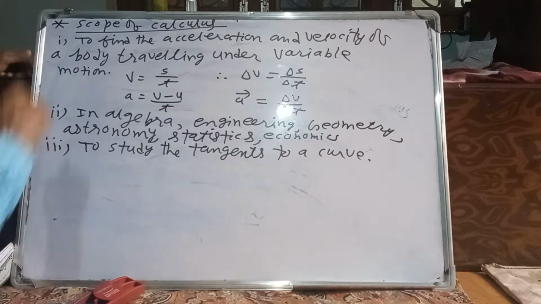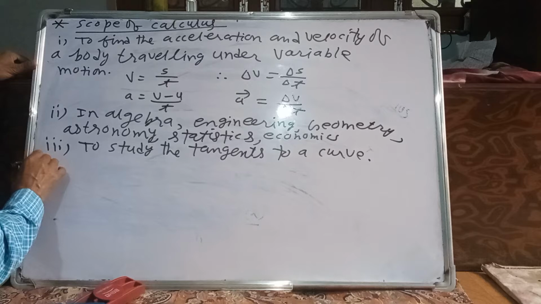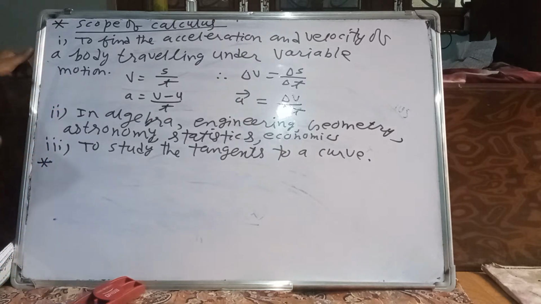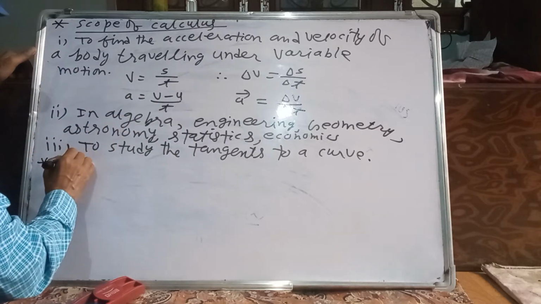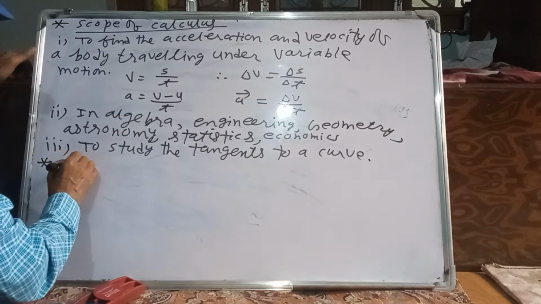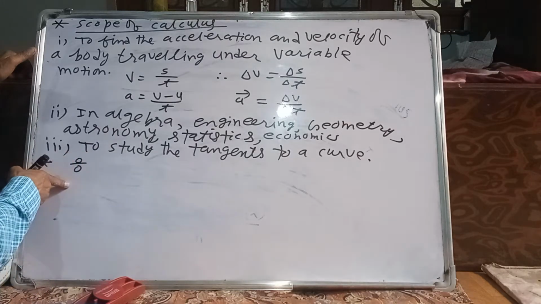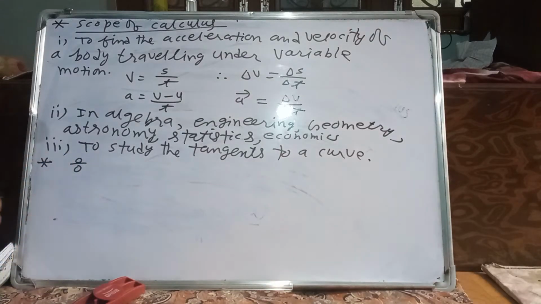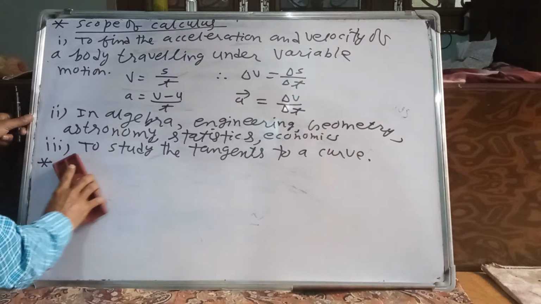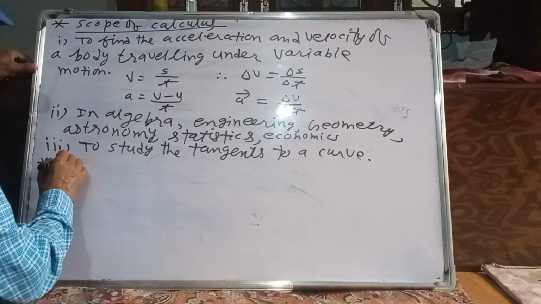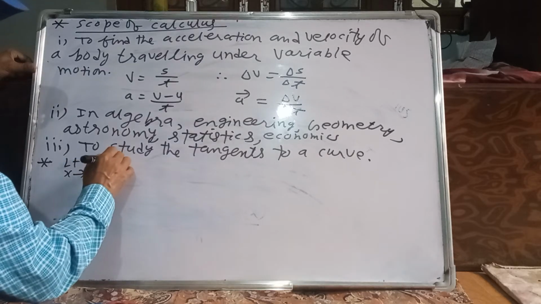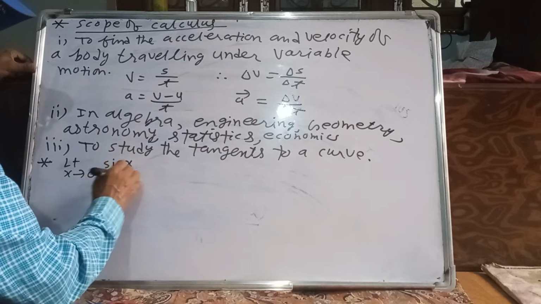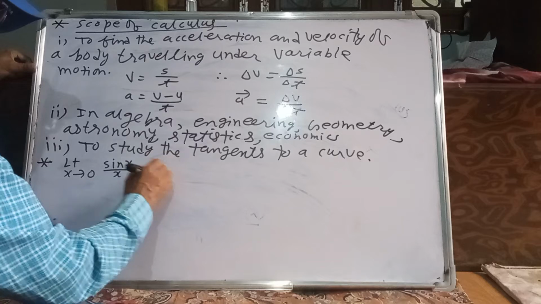How to solve? First of all, before solving, you have to know some formulae, which are very important. Limit, so limiting value. 0 by 0 is infinite, so it has no meaning. So first you have to know limit x tends to 0 of sin x by x equal 1.